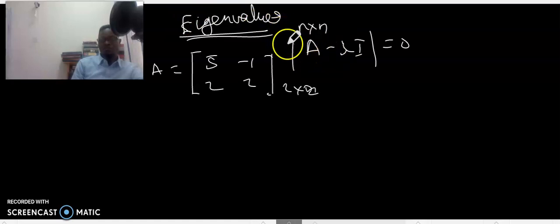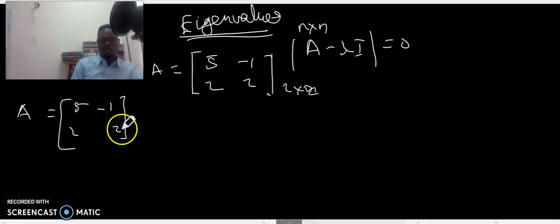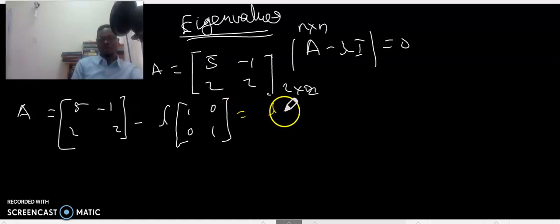So using this formula, we have our matrix A, given by 5, -1, 2, 2, as indicated above. Then minus lambda multiplied by the identity I, meaning 1, 0, 0, 1, which is simply the identity matrix. Multiplying this inside, lambda by 1 gives lambda, and we have 0, 0, lambda. So this is what we have as our lambda times the identity matrix.